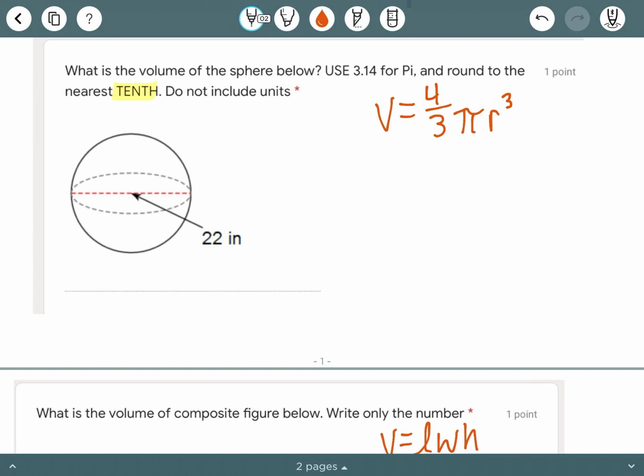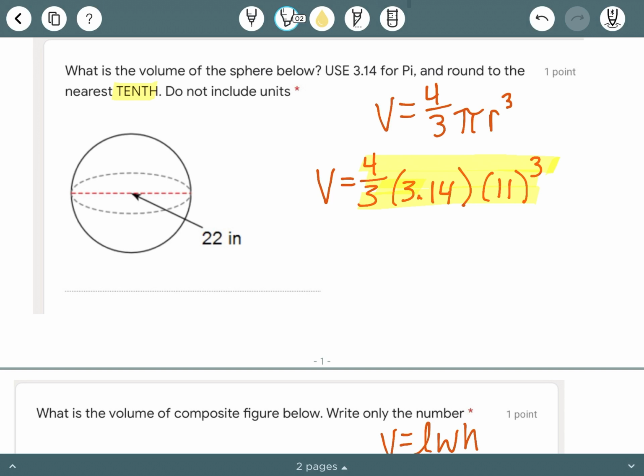Okay, so if we are plugging in, we're going to do volume equals 4/3. Now you do want to use 3.14 instead of the pi button because that's what the directions tell us to do. And in this sphere as well, they give us the diameter because it goes all the way across. So half of that is the radius, which is half of 22, which is 11. And then we cube that. So for this one, we just put this into our calculator, and that gives us our answer.